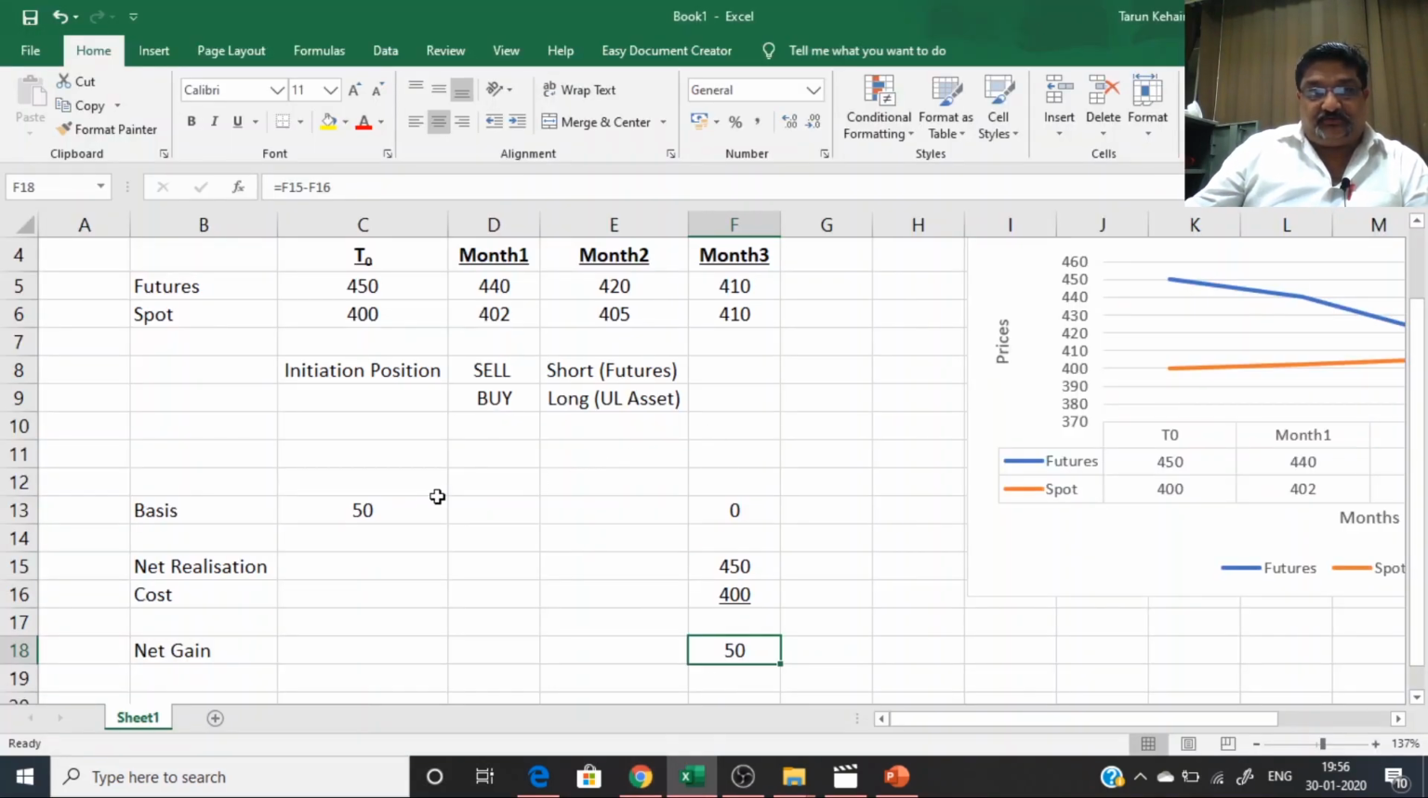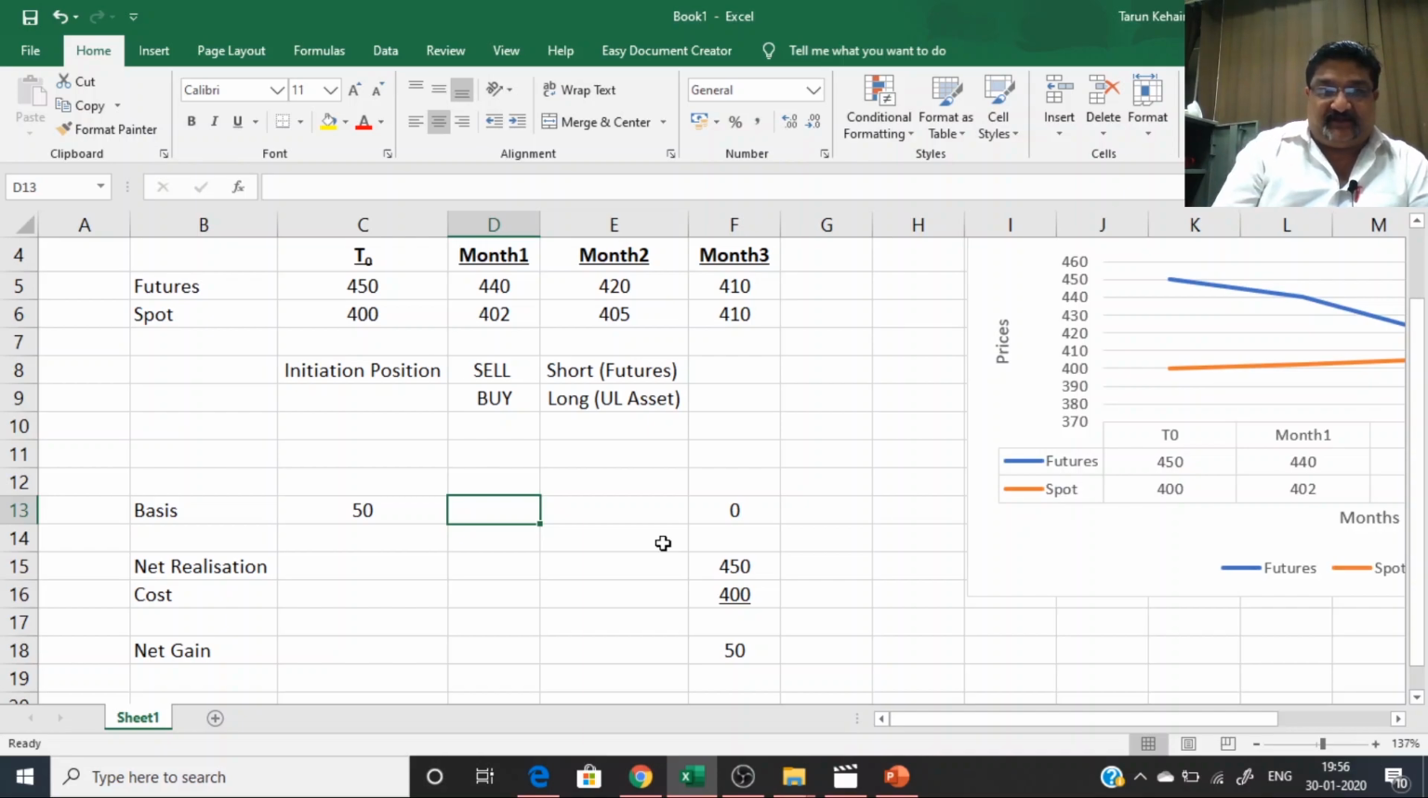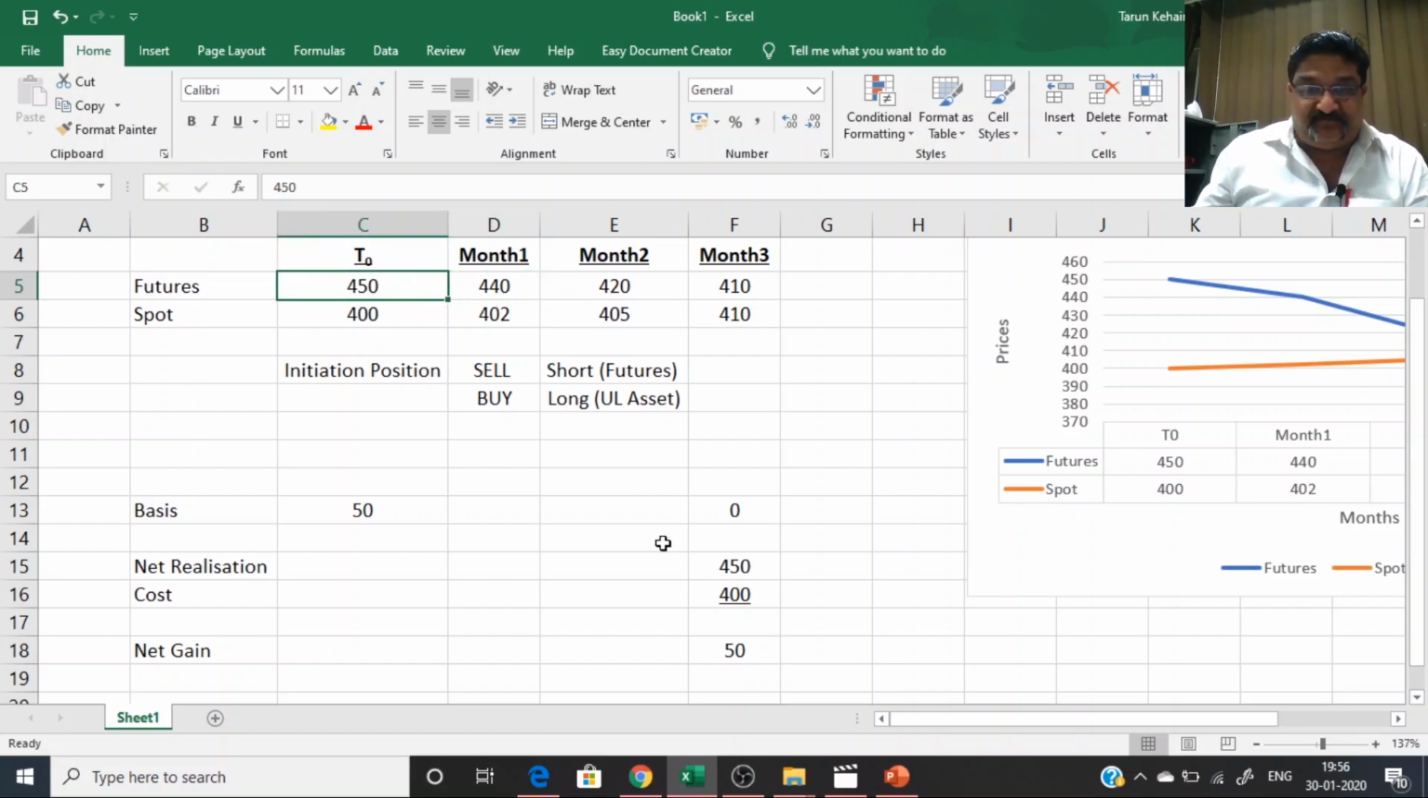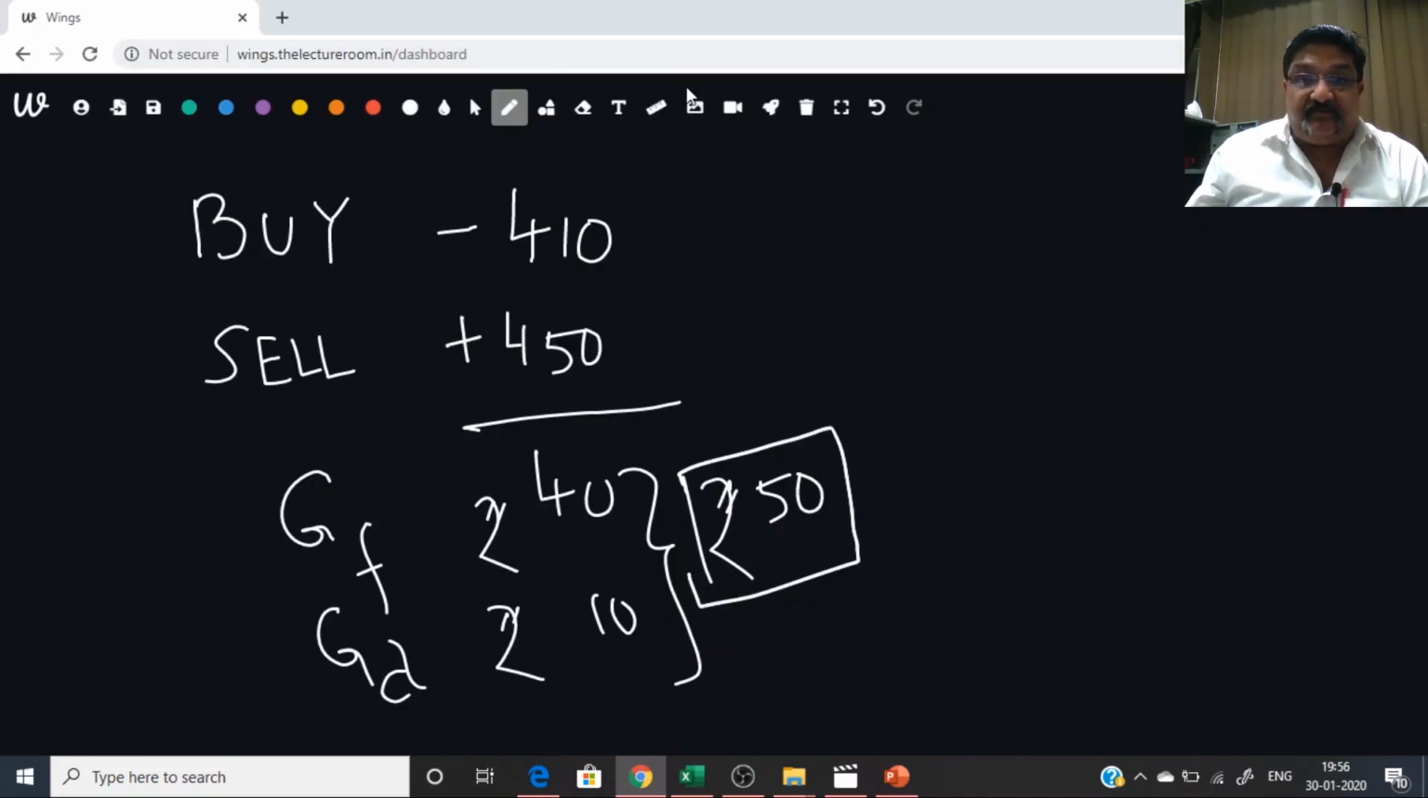Now let us go to month 1. Now let's say the trader does not wait until month 3. He wants to nullify the trade in month 1 itself. He wants to settle the futures contract. To settle the futures contract, he has to take an opposite trade. His initial position, ladies and gentlemen, was a sell position. So now he has to take a buy on the futures. When he has to take a buy on the futures, he will take a buy at 440 and sell at 450.